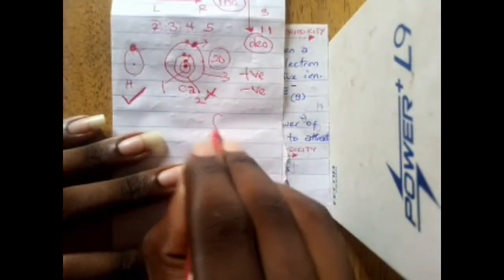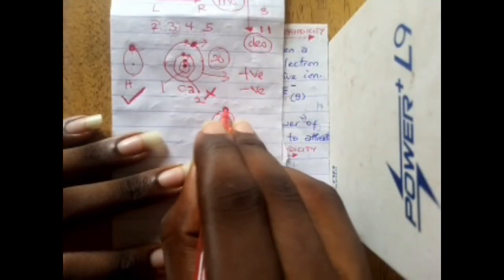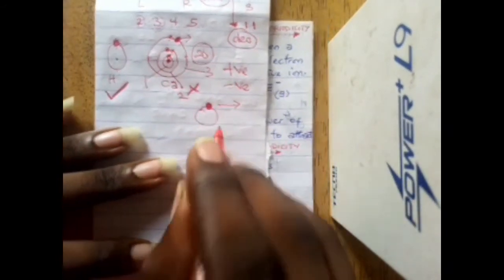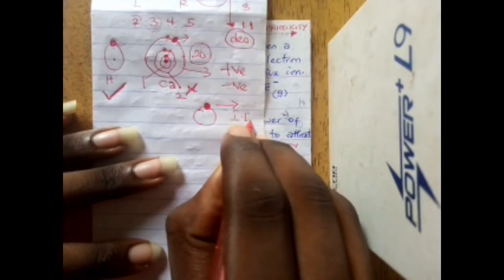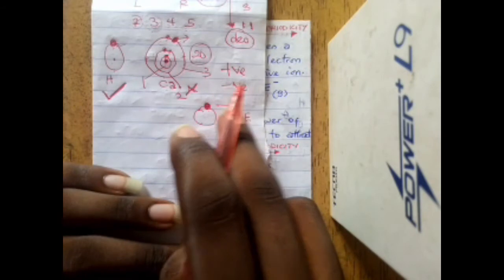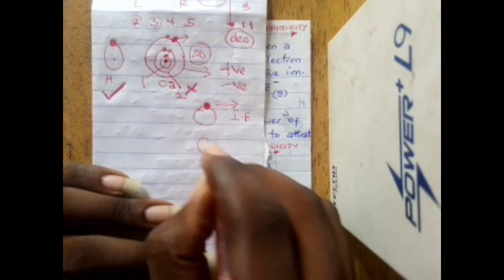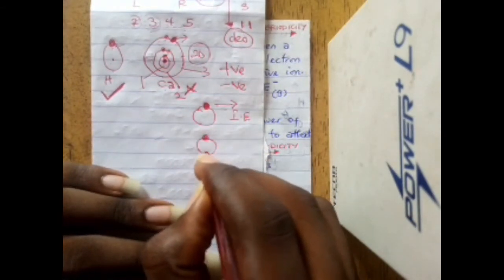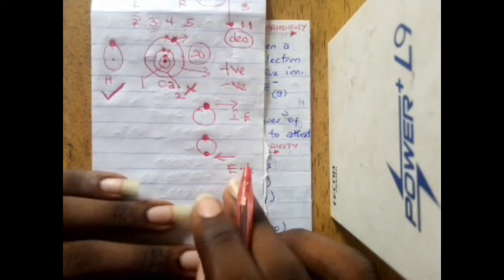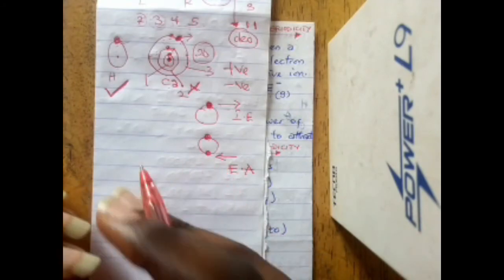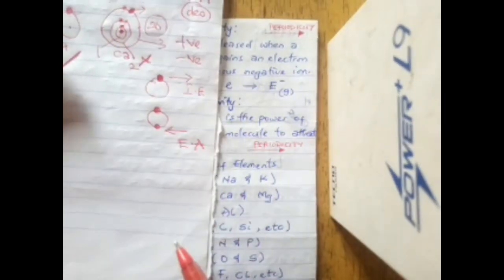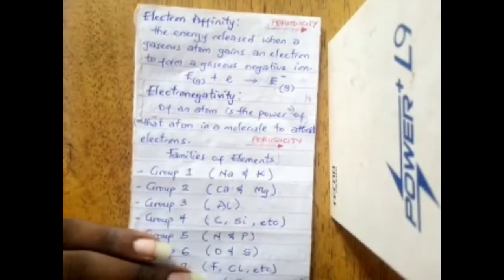In this case, the energy used when this atom loses this electron is the ionization energy, the energy used to remove the electron. But when this atom gains this electron, this is the electron affinity, the energy released when the atom gains an electron. So it is an energy used for attracting electrons to atoms.